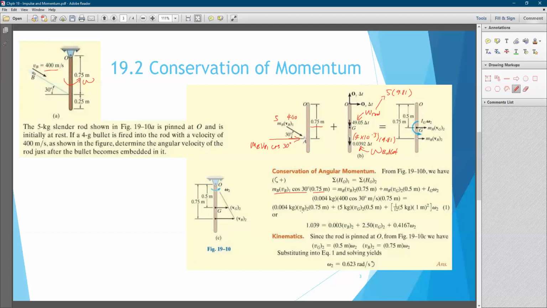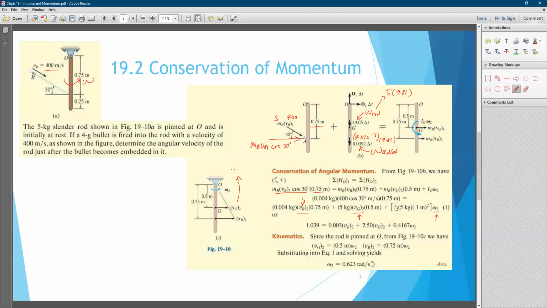Okay, moving on. Just plug in all the values except for VB2 and VG2 as well as omega 2. Here we only have one equation. That is a problem. We have this unknown, and this unknown. We have three unknowns, and we only have one equation. But no worries, because omega is the same along this particular rod.